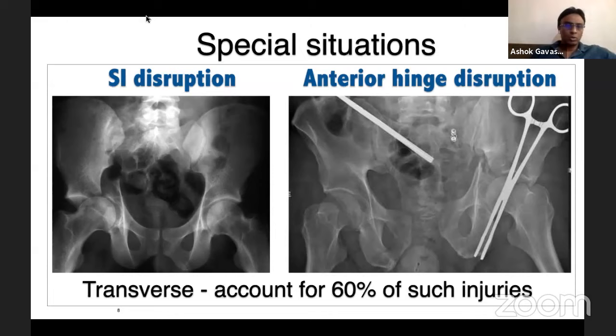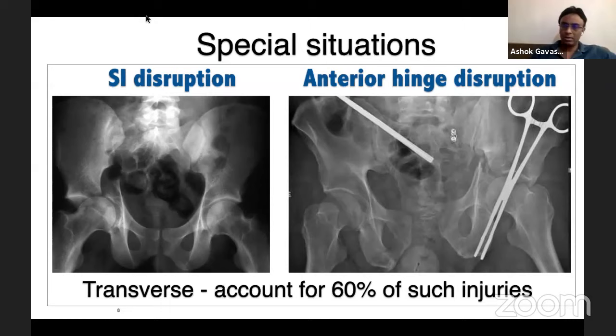This can happen when there is an SI joint disruption, which is most commonly partial, disrupting the anterior part of the SI joint. And in these cases, if you are going to rely on the proximal segment to base your reductions, you are not going to get it right. So you need to get the SI joint reduced first in order to get your fracture reduction precisely.